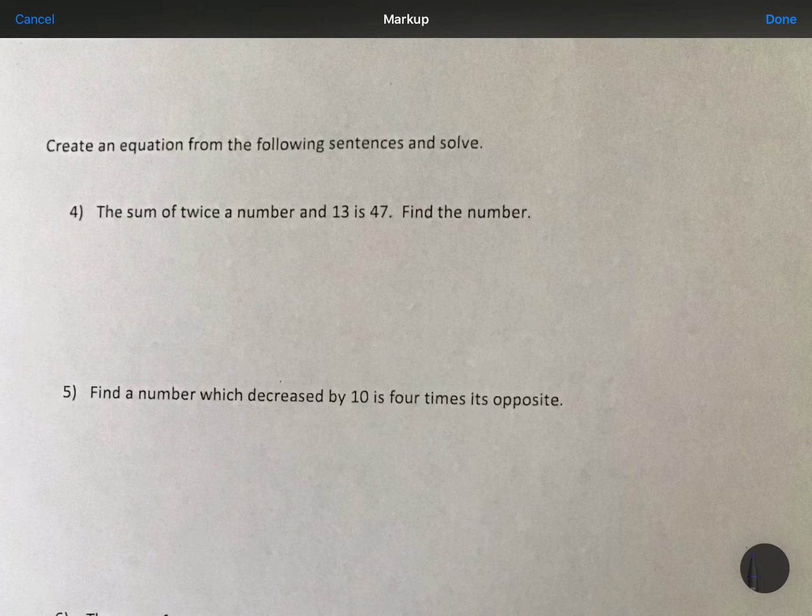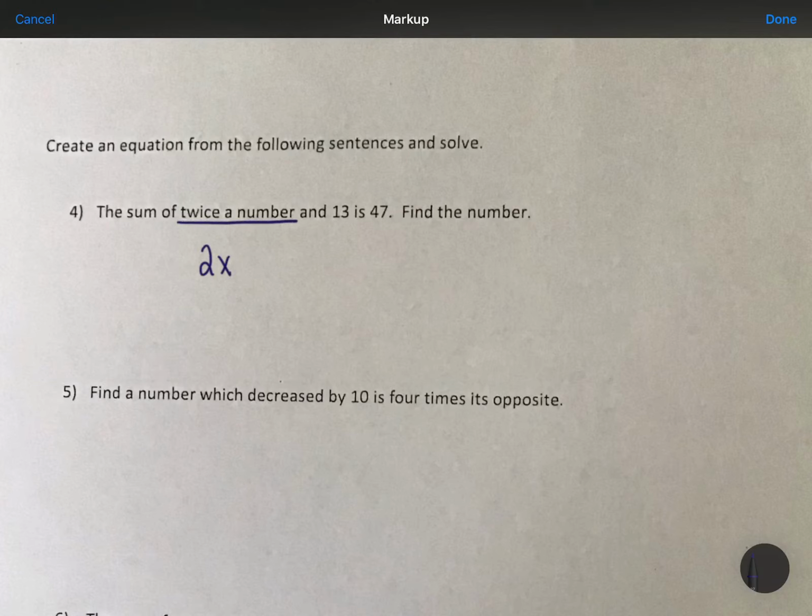We're going to create an equation from the following sentences and solve. So we're going to use some translating here. That's why we practiced it last week. We got to know our adding words, subtracting words, multiplying words, and dividing words. So number 4 says the sum, which we know means to add. So we're going to take two quantities and add them together. One of the quantities is twice a number.